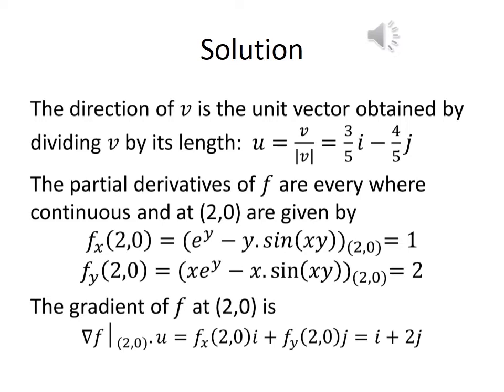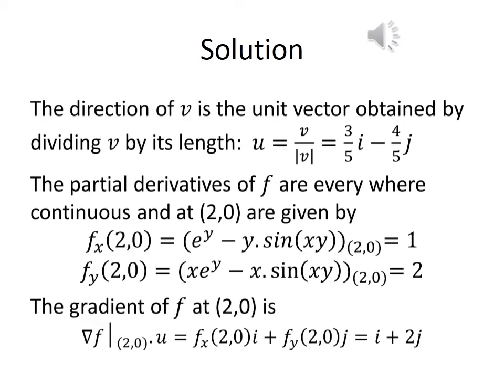The partial derivatives of f are everywhere continuous and at 2 and 0 are given by: the first derivative with respect to x equals e to the power y minus y sine xy. Substituting by 2 and 0, we get 1. And the first derivative of f with respect to y at 2 and 0 is given by x e to the power y minus x sine xy. Substituting by the point 2 and 0, we get 2.